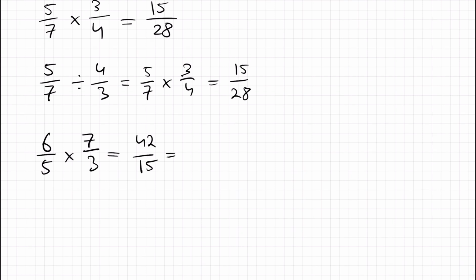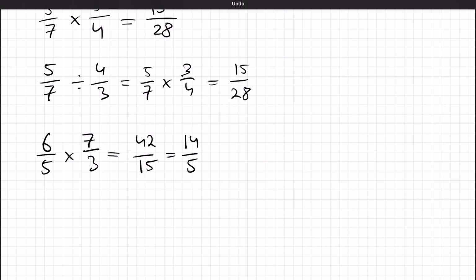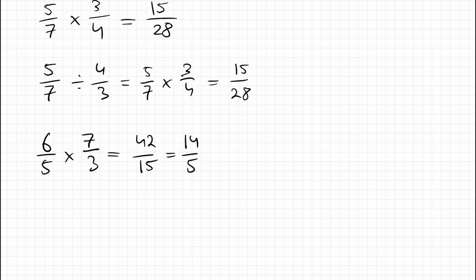So you might notice that both of these numbers are divisible by 3, so you can just divide both top and bottom by 3, and you get 14 over 5. So that's one possible way, but that's a bit slow, and if these numbers are huge, then it might be a lot more difficult to spot that they have a common factor.